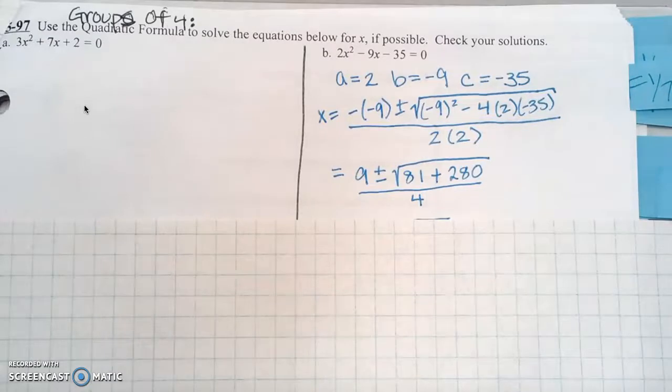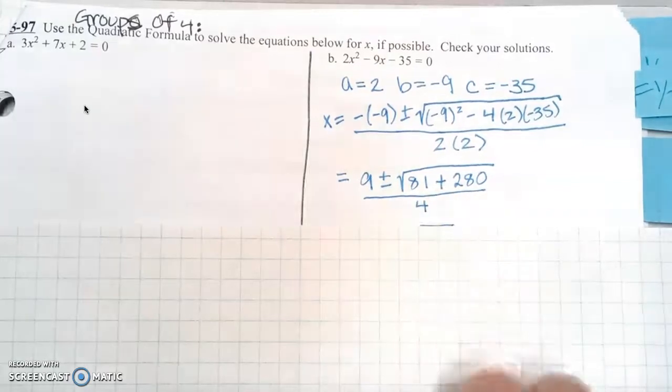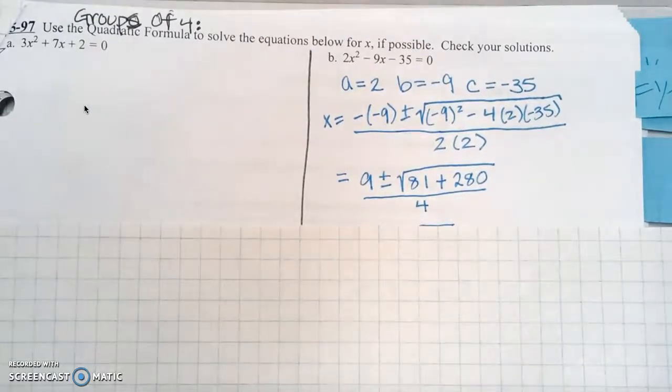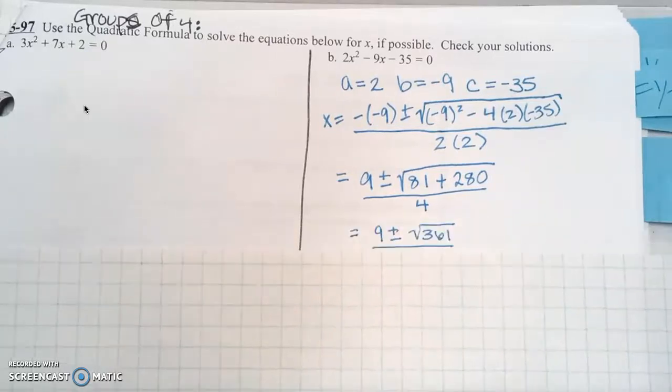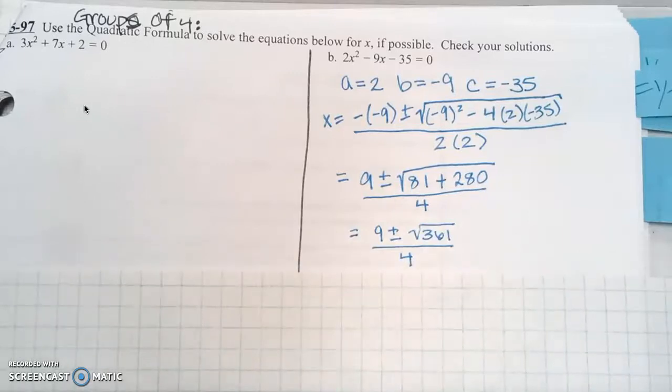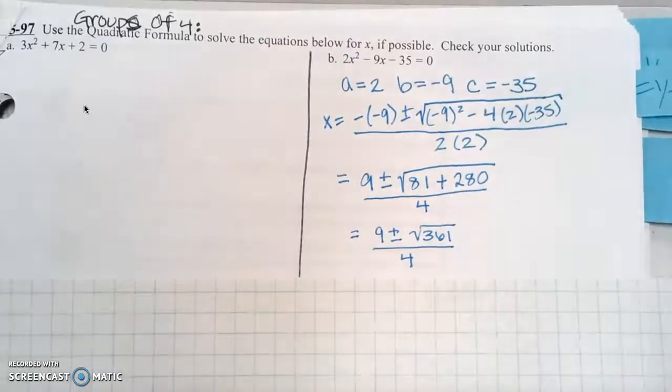And again, if you need to use your calculator, you can. So we end up with 81 plus 280 under the radical. And then in the denominator, 2 times 2 is 4. All right, under that radical, we can add our 81 and 280 to get 361. And then we're going to get our 2 answers.